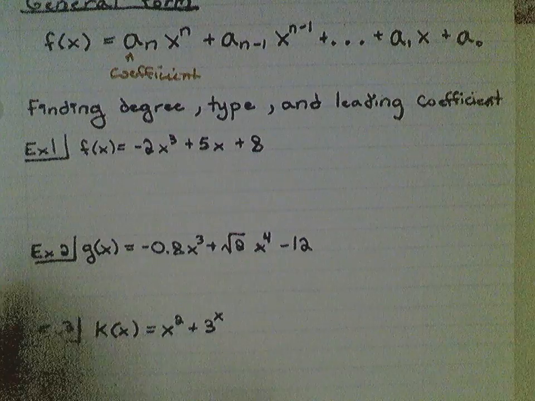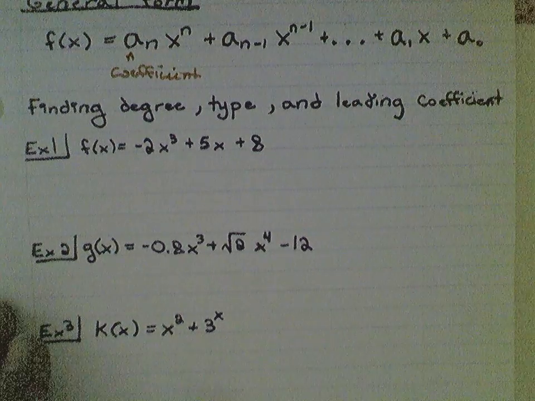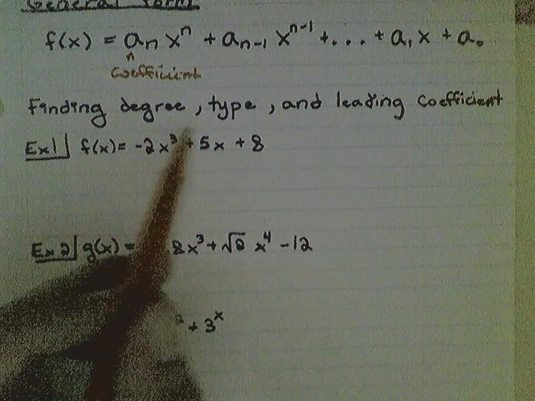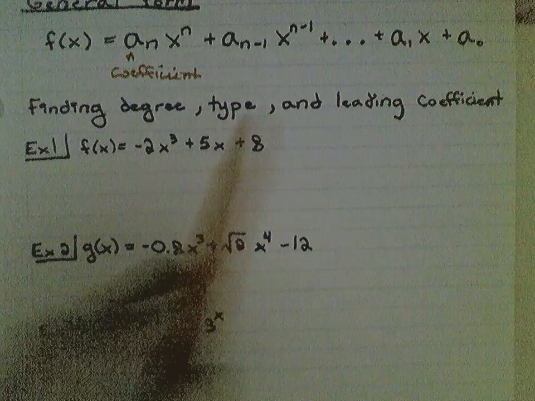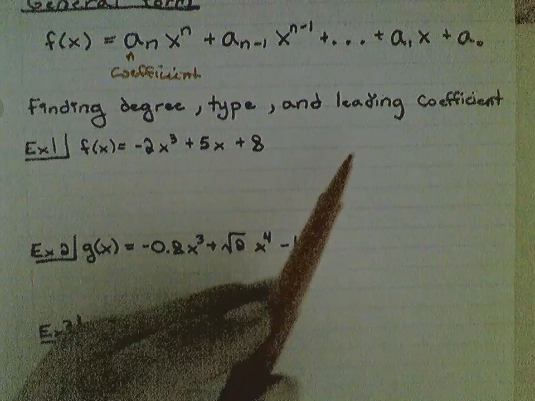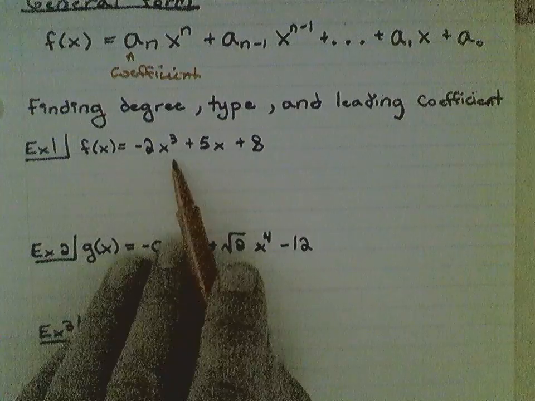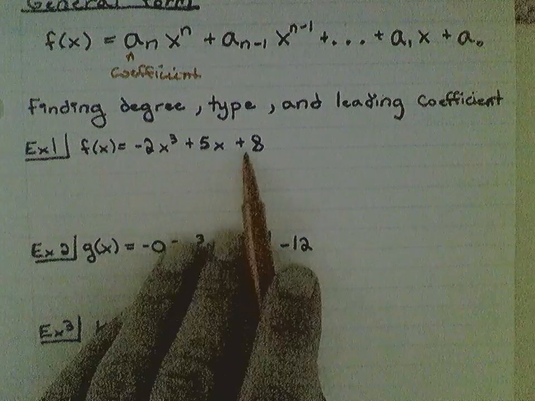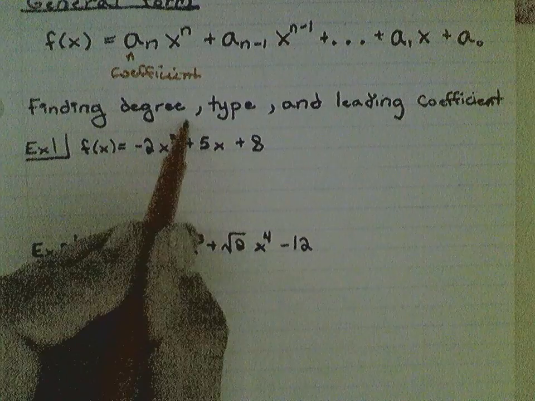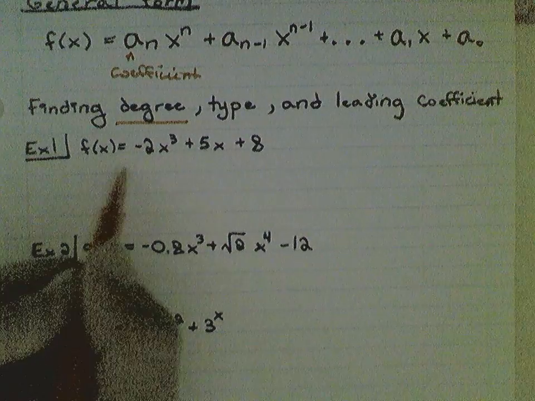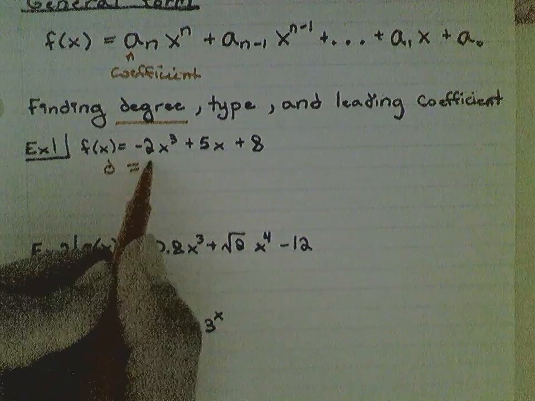Now I'd like to take some time to look at a few examples of using these ideas to tell us a little bit about polynomials. These problems want us to find the degree, the type of polynomial, and the leading coefficient. Looking at this first example, I have f of x equals negative 2x to the third plus 5x plus 8. Remember that the degree is just the greatest degree that the polynomial has. So in this case, the degree is going to equal 3.